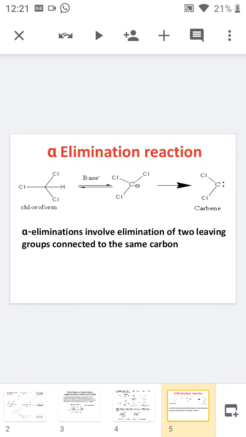Now we are moving into the next topic, that is alpha elimination reaction. Alpha elimination involves the elimination of the two leaving groups which are connected to the same carbon atom. See this example, chloroform. Here the hydrogen and Cl are the eliminating atoms, but both atoms are attached to the same carbon atom. So that's why a carbene is the final product, and carbene is an electron deficient species.